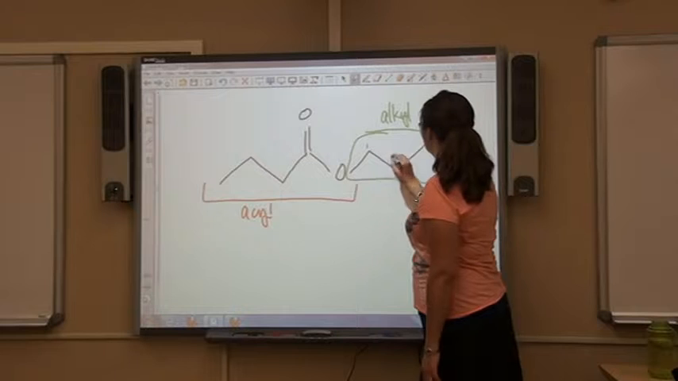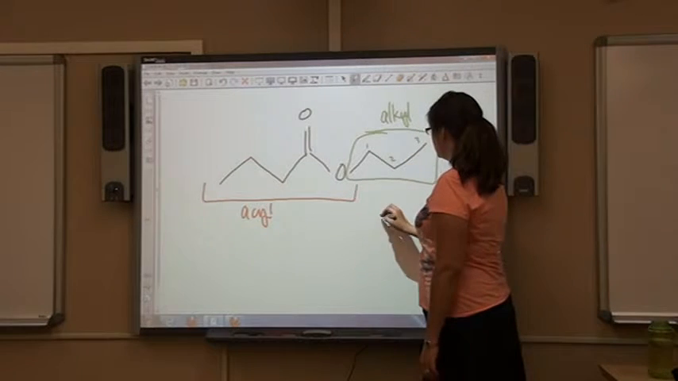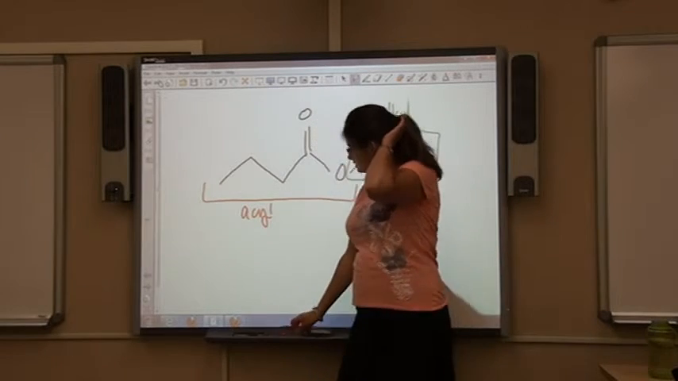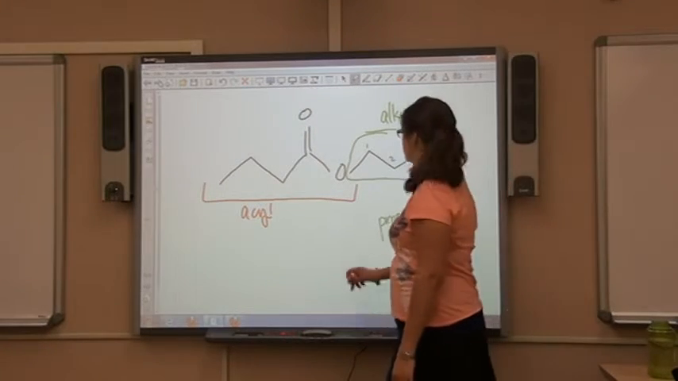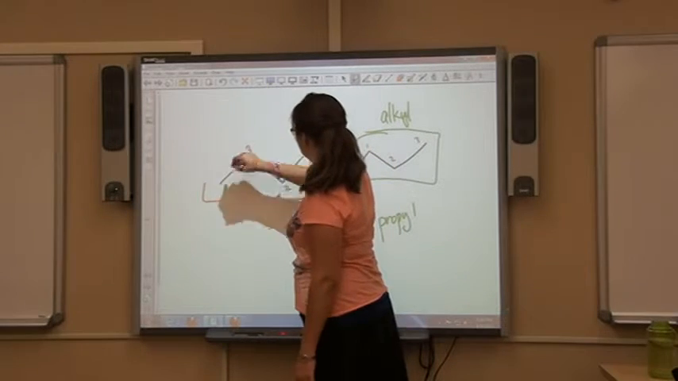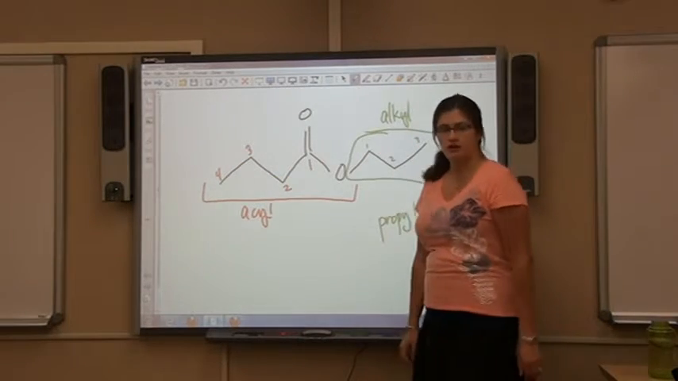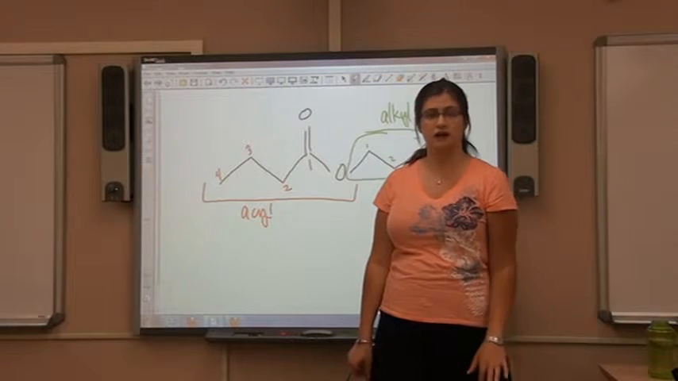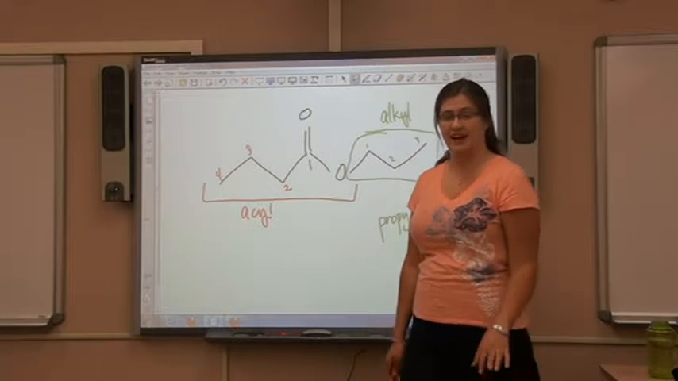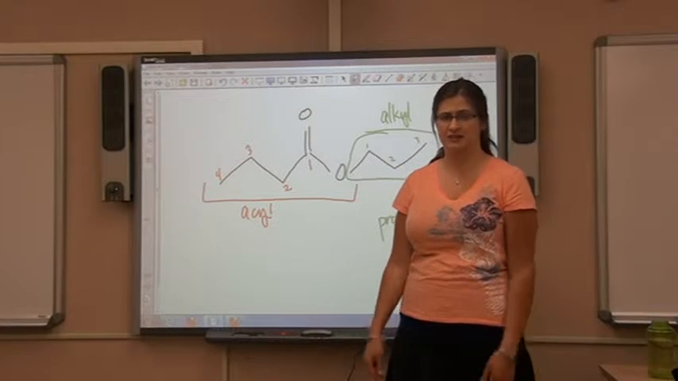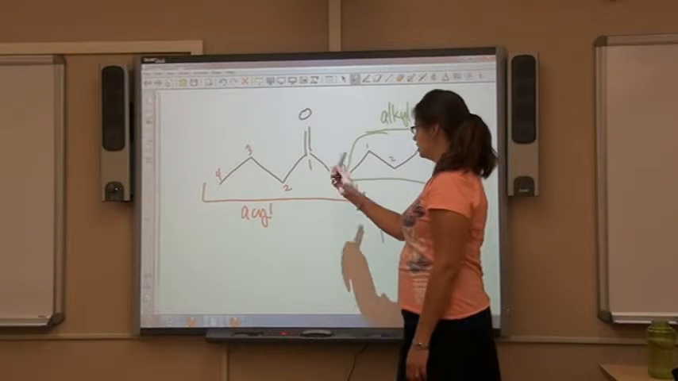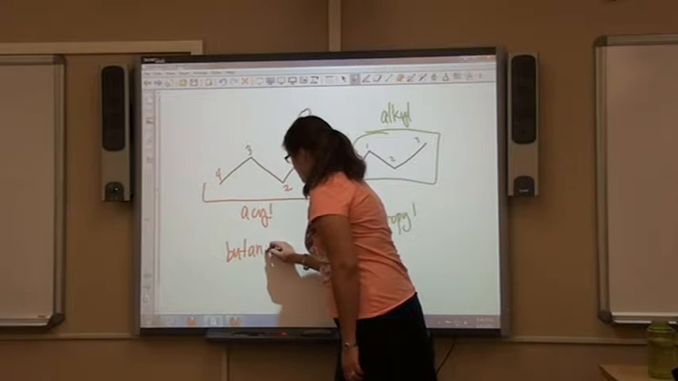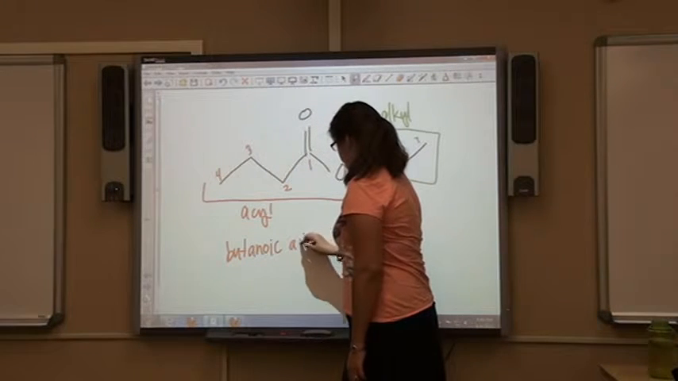Let's name that alkyl group. Here we have a 3. 3 is propyl. Now let's name the acyl group like a carboxylic acid. 1, 2, 3, 4. Now you're not doing anything silly like watching these movies out of order, are you? Because if you are, go back and watch part 1 first. Okay, so here we have 4 is butane, so we have butanoic acid.